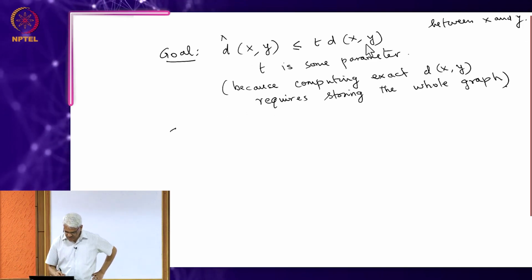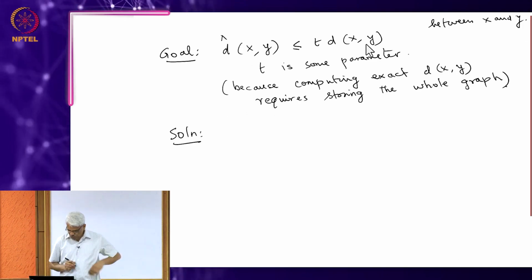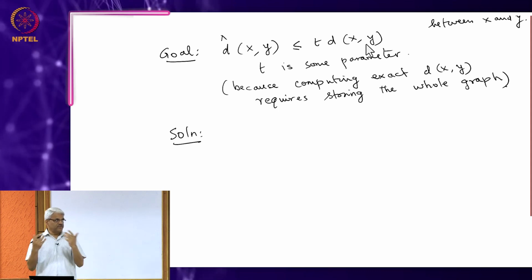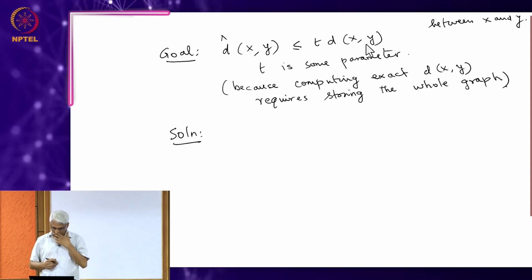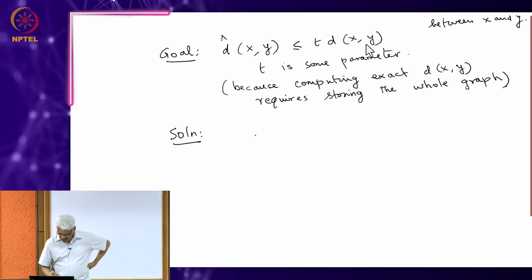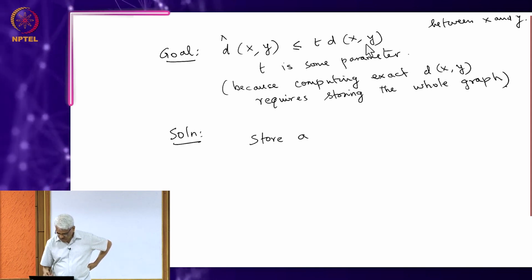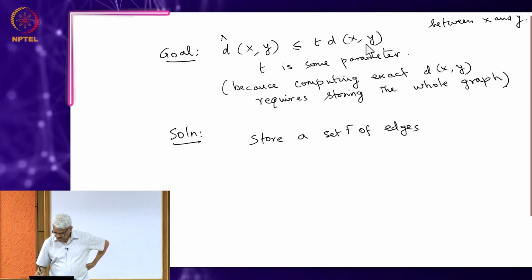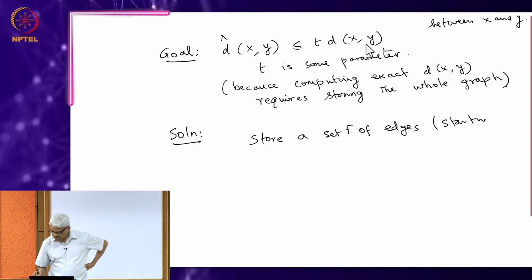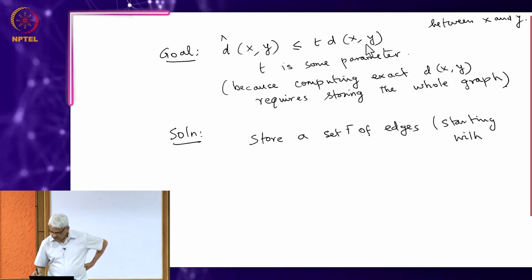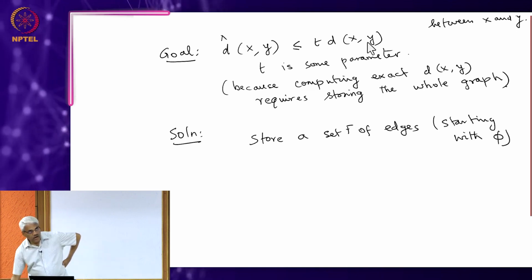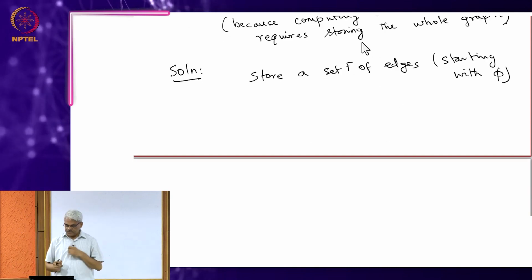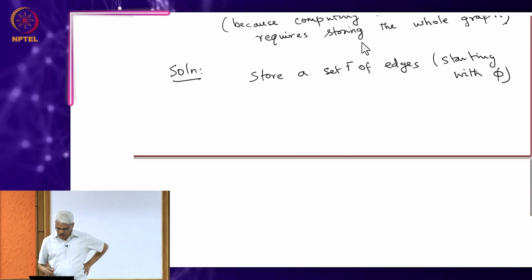So here is the solution. Again, I am going to store a set of edges, so basically a subgraph of the graph, starting with an empty set. Now when an edge comes, I need to know, should I include it in my graph or not, right? What is the criteria by which I am going to store?